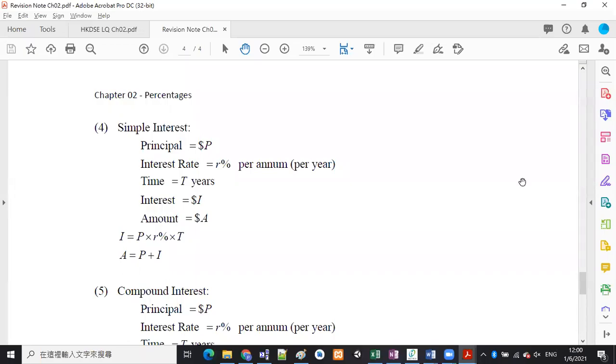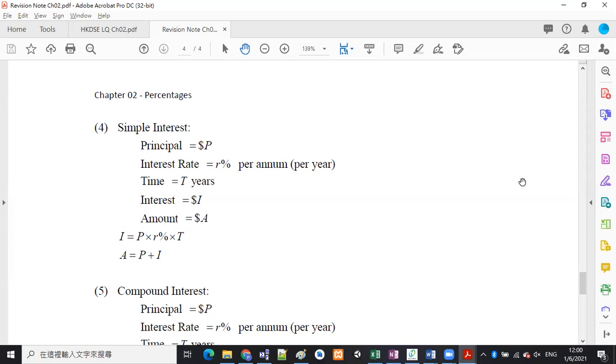Let's go to page 4 of the revision notes, which is about simple interest and compound interest. So for simple interest, don't worry. The question will tell you whether the interest is calculated by the simple interest method or the compound interest method. So this is a method for calculating interest.